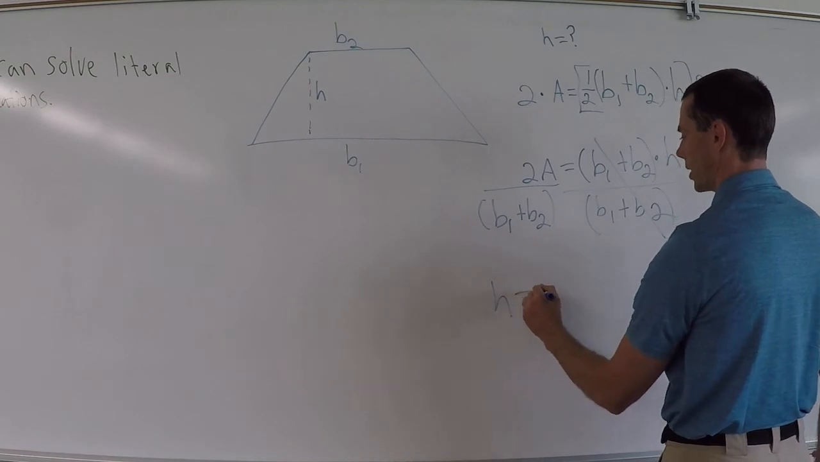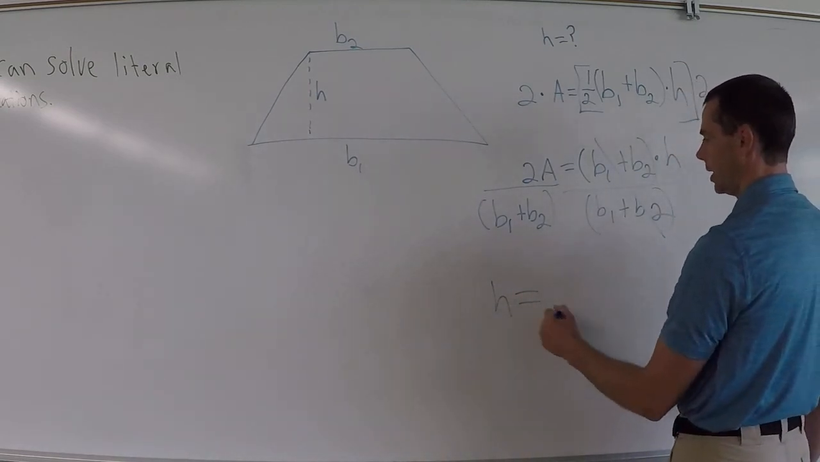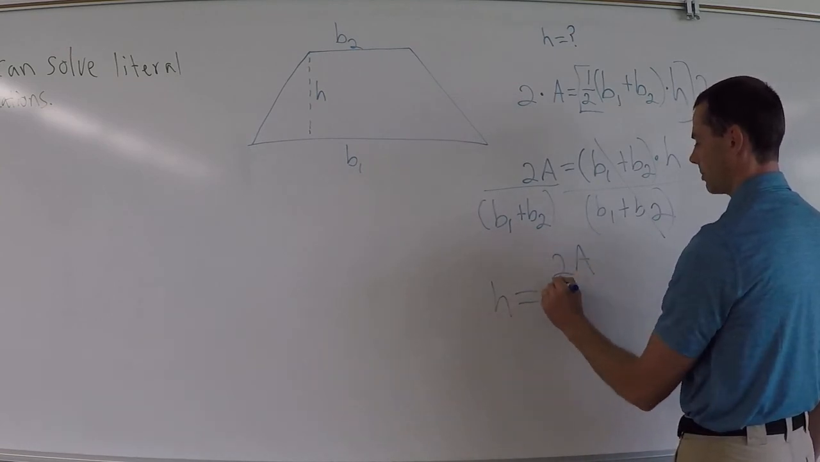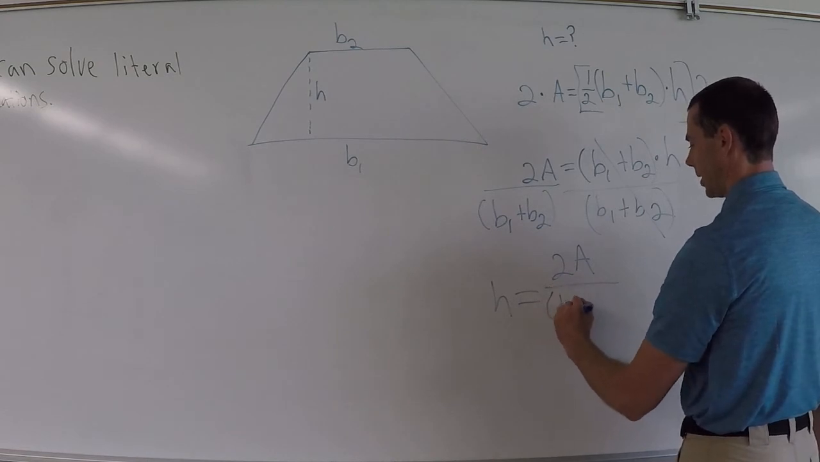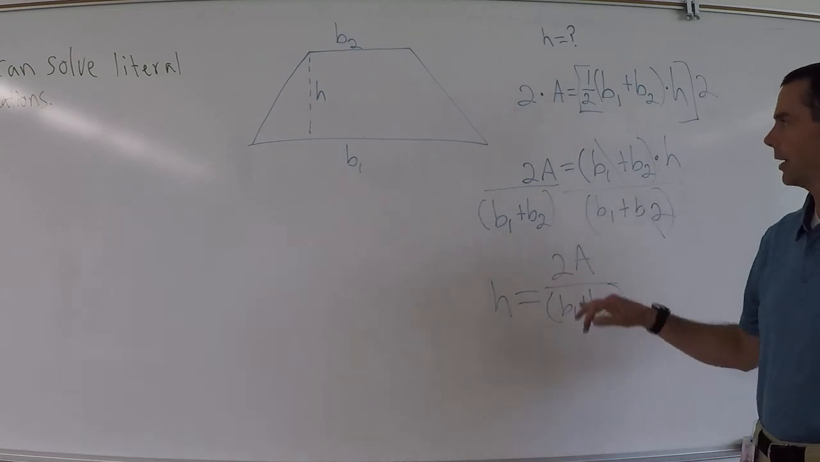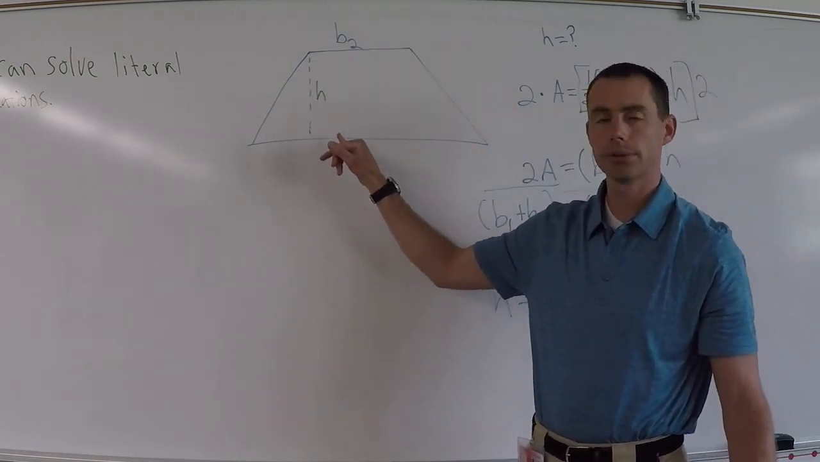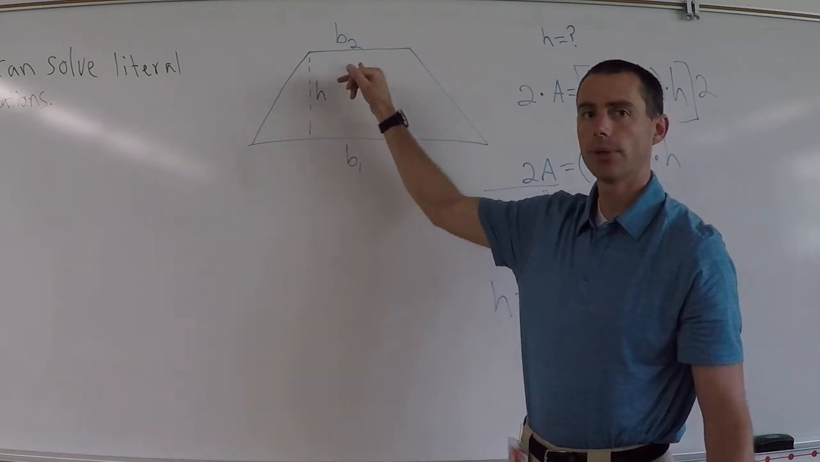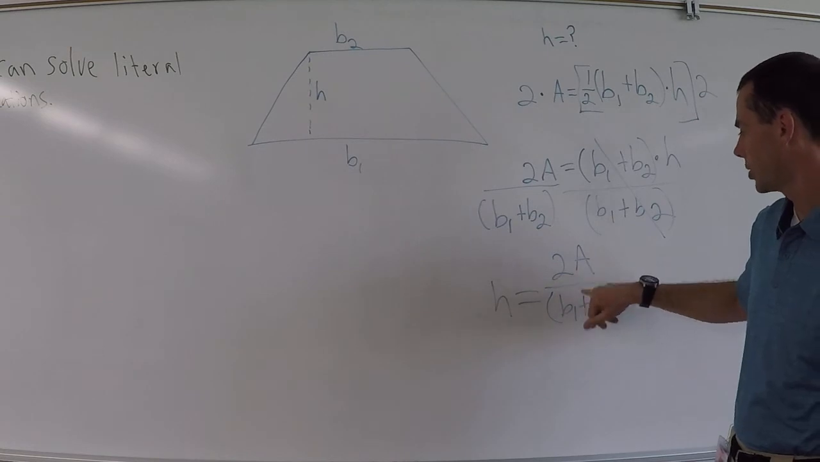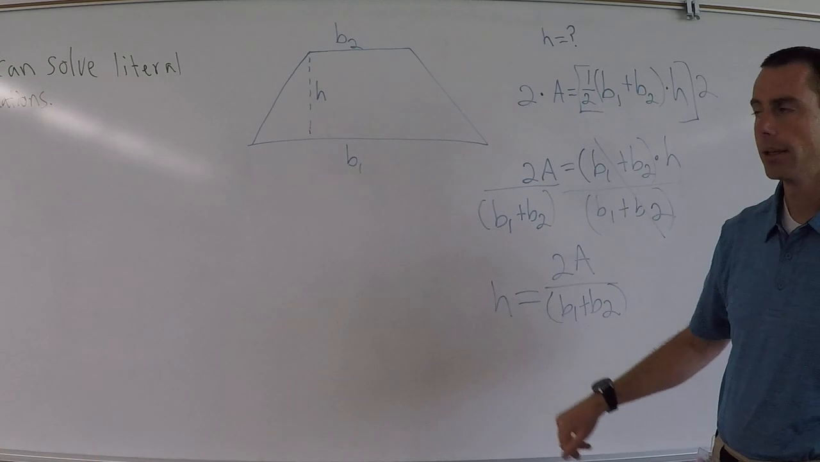I'm going to put the h on this side now. You don't have to. Either side is fine, but I'm going to put it on this side. H equals, because we read from left to right, 2a, so 2 times the area, divided by the sum of the bases. So if we knew the area and we knew these bases, but we didn't know how high this trapezoid, sorry I forgot what the shape was for a second. If we didn't know how high this trapezoid was, we can just plug in the area, multiply it by 2, divide by the sum of the bases, and that will give us the height. Okay?